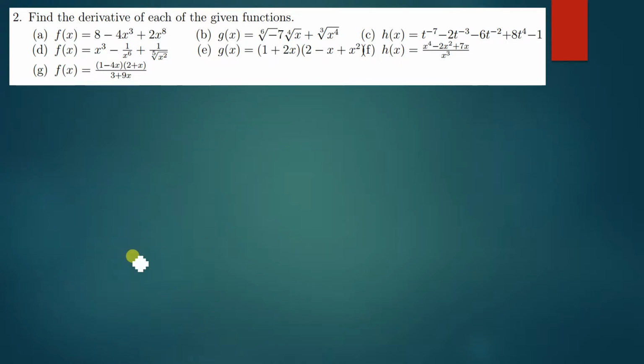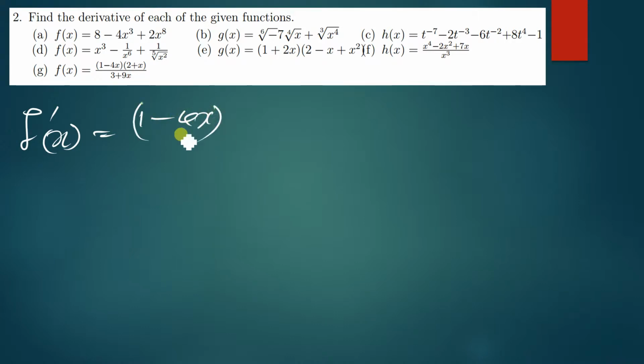So the last question here, if there is something that we can cancel on the numerator and the denominator, we first have to do that to make the work easier. But if there's nothing like that, as in this situation, we just use the quotient rule. So we have f prime of x being equal to 1 minus 4x, and then we have 2 plus x, then everything over 3 plus 9x.